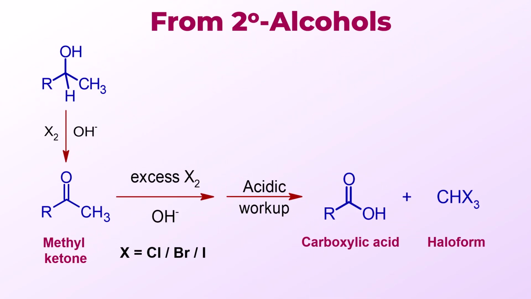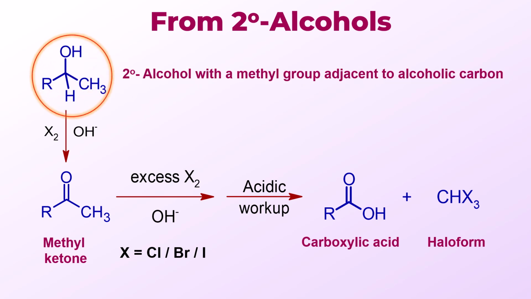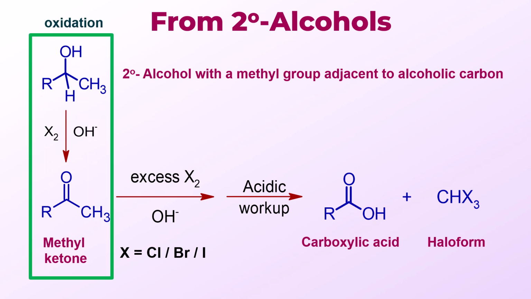Not only the methyl ketones, but also secondary alcohols containing a methyl group adjacent to the alcoholic carbon undergo this reaction. The alcoholic substrates are first oxidized to the corresponding carbonyl compounds before undergoing the haloform reaction. This oxidation step requires 1 additional mole of halogen as well as 1 additional mole of hydroxide ion.